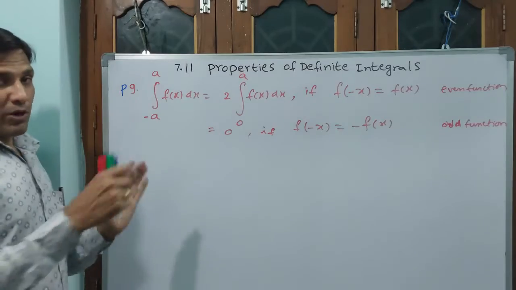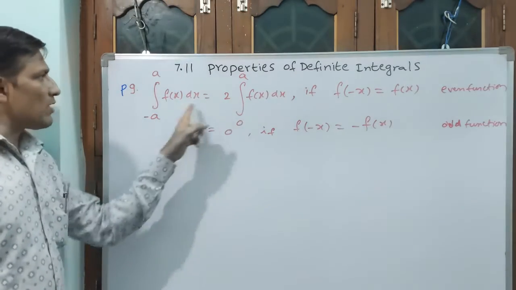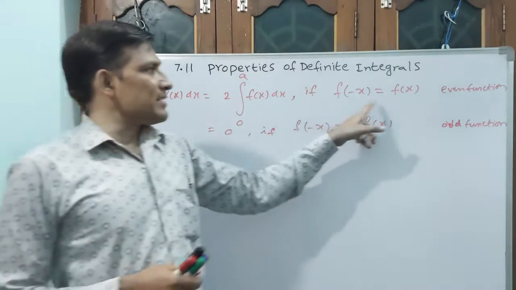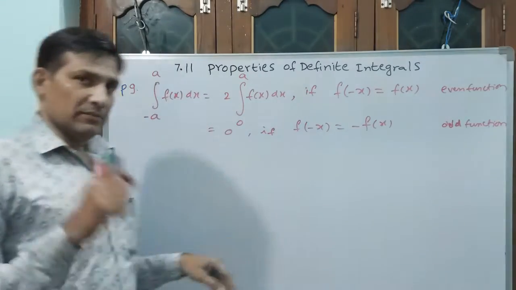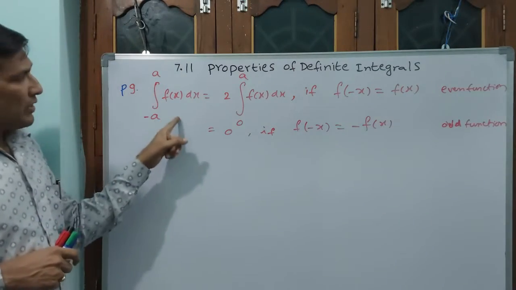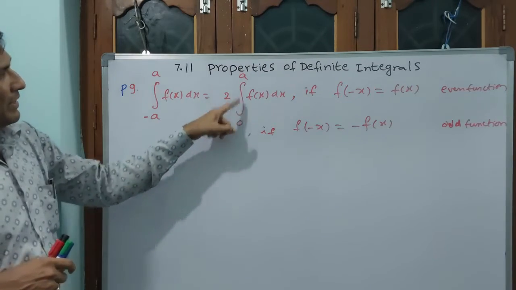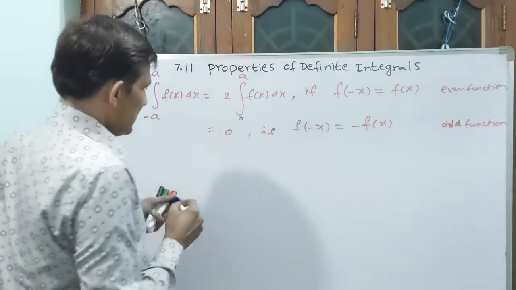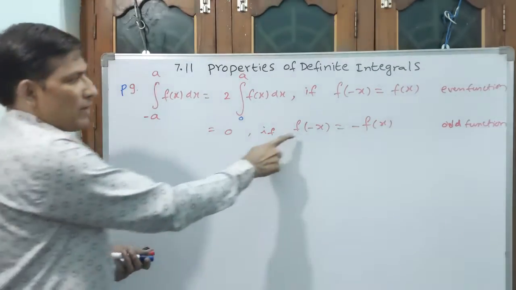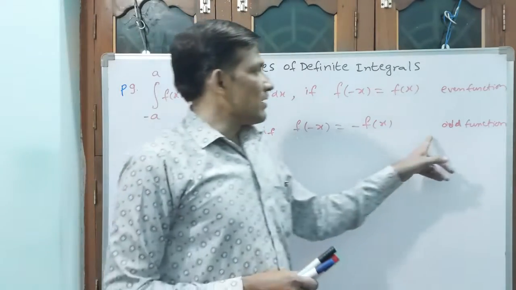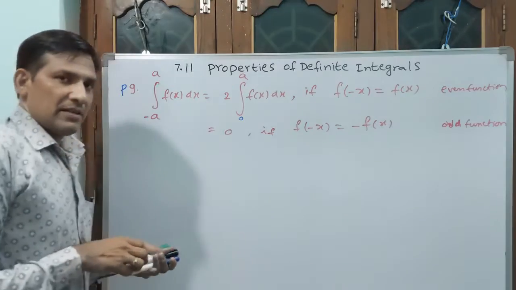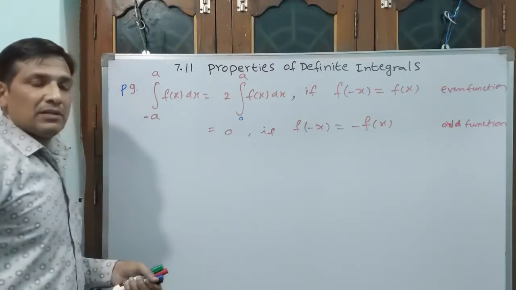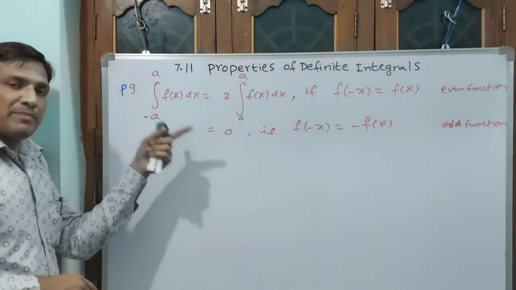See 0 to a, positive side from 0 to a, 2 times f of x dx, like we have written. See, the condition is, for this, if f of minus x is equal to f of x, that means an even function. That is one thing. Otherwise the value is 0 if f of minus x is equal to minus f of x, when it is an odd function. Even function, odd function. If it is an even function, 2 times of this integral. If it is an odd function, then this becomes 0.